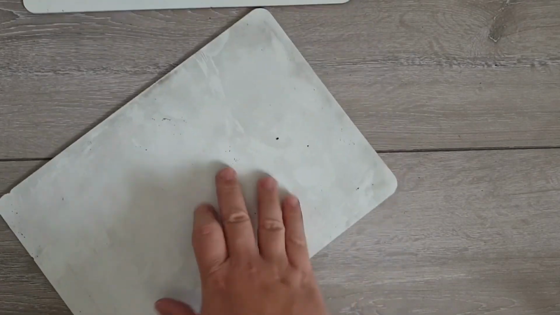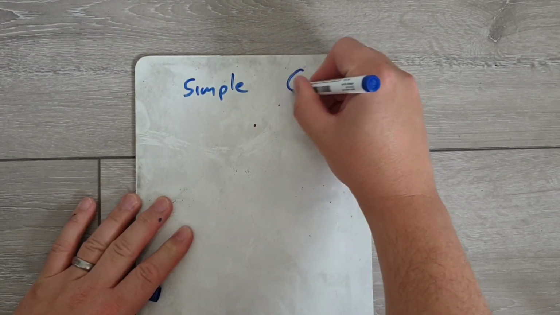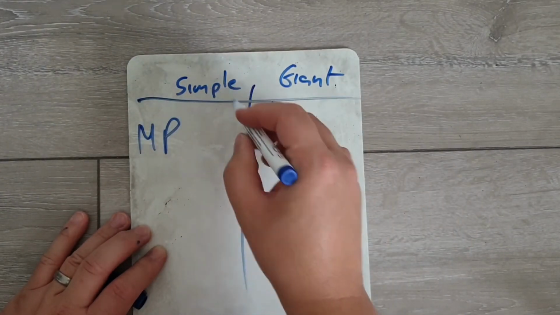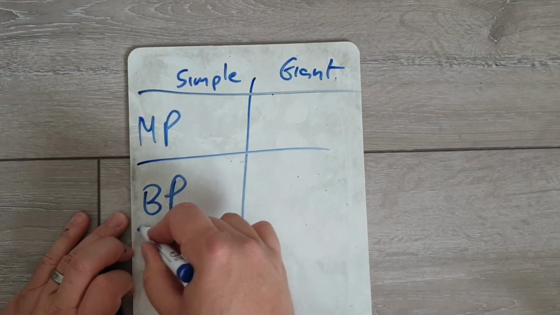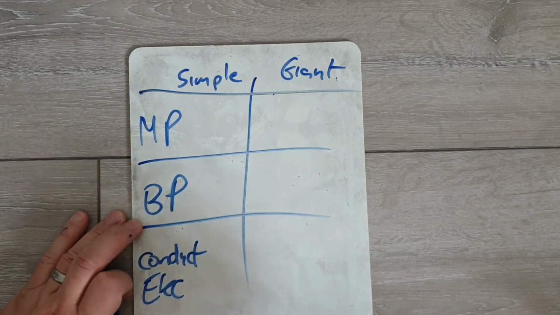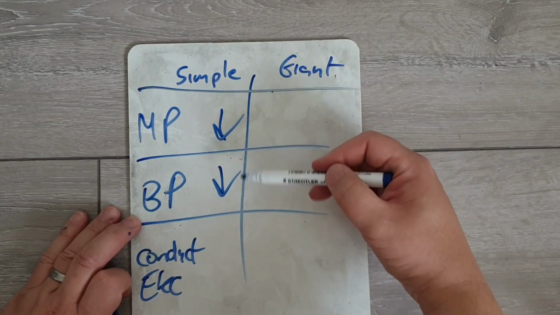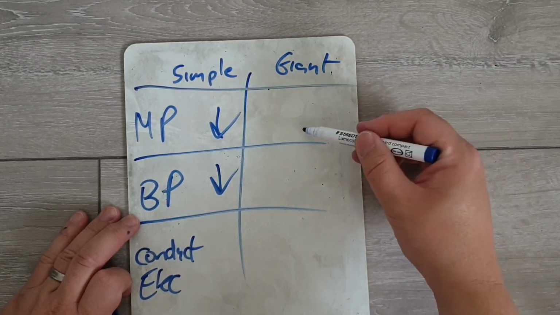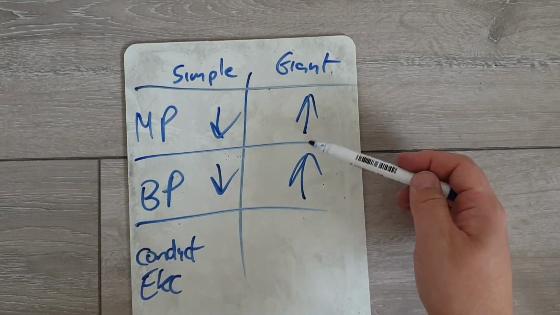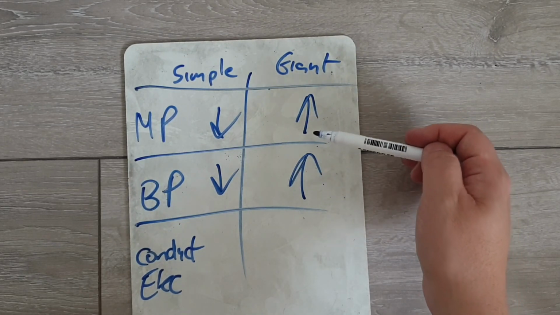So, really quick summary, if we had our simple and giant ones, so we've got melting points, boiling points, and conducting electricity. They've got really low melting points, really low boiling points, because they've got incredibly weak intermolecular forces. Giant ones, very high boiling and melting points, because the intramolecular forces inside those giant molecules, you have to pull the whole molecule apart to melt those, so you need very, very high temperatures to do it.